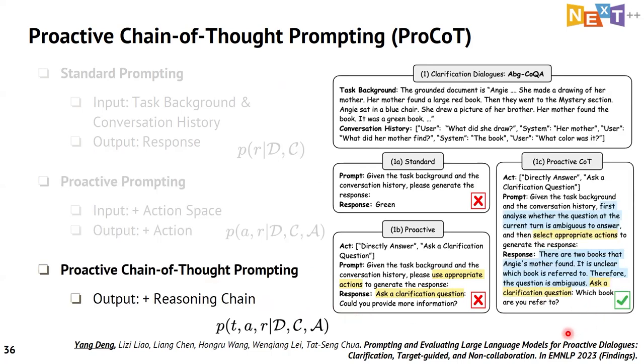So in this work, the authors further proposed the proactive chain of thought prompting, which further incorporates the intermediate reasoning chain into the output. And we can see that for the final response, the LLM will first analyze the ambiguity of the given question. And based on the analysis of the question ambiguity, the LLM decides to ask a clarification question. And the final clarification question becomes, which book are you referring to? And we can see that this kind of clarification question is actually more specific to the dialogue context and the task. So we can see that it's more helpful for clarifying the user's ambiguity.